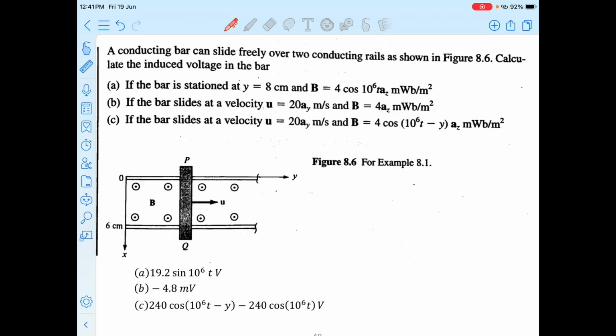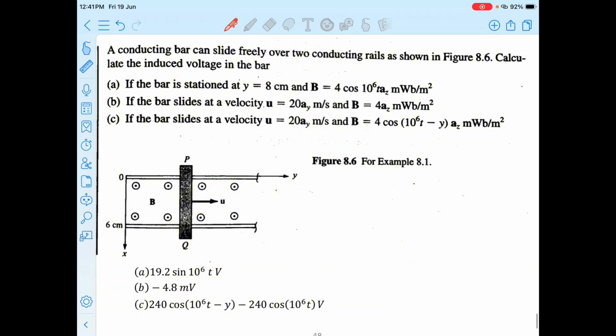Hi everyone, now let's look at these questions. Okay, the last question in your PowerPoint slide. This is a very important question, and make sure you understand every single step of this question: how you get the value, why the value is like that. It's very important.